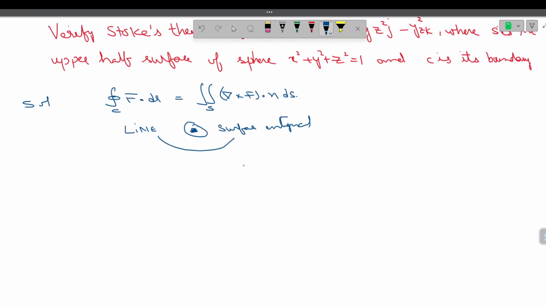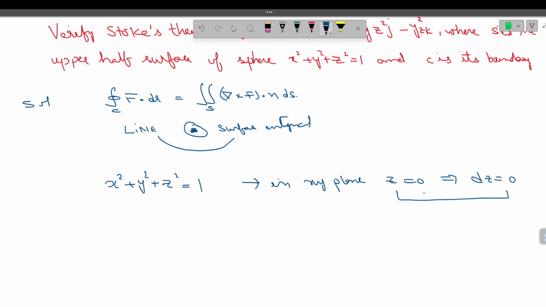So first we'll go for the line integral. What is given? C is the boundary of the upper half of the sphere. Our sphere is x square plus y square plus z square equal to 1. The boundary of the upper half of the sphere lies in the xy plane, that means z equal to 0. If z equal to 0, then dz equal to 0, the derivative of a constant. That means in xy, z is a constant.